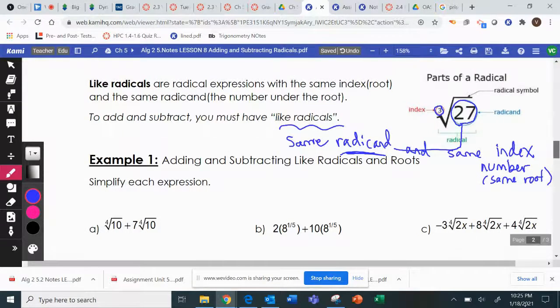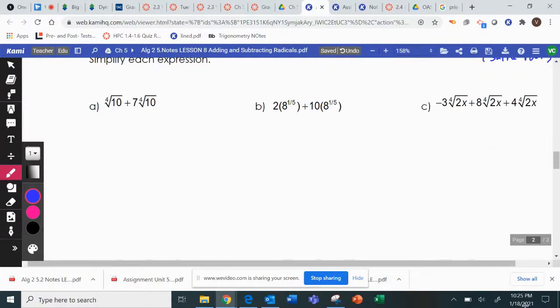So we look at question A, and we've got the 4th root of 10 plus 7 4th root of 10. So what I'm saying is I have a 4th root of 10, one of them, plus 7 more 4th root of 10s. So total, I have 8 4th root of 10s.